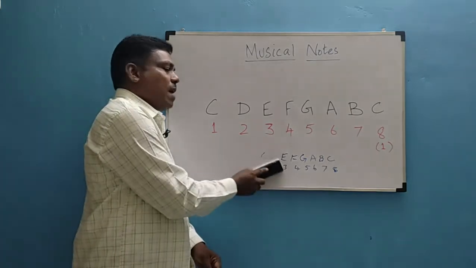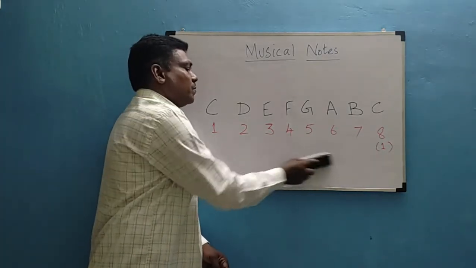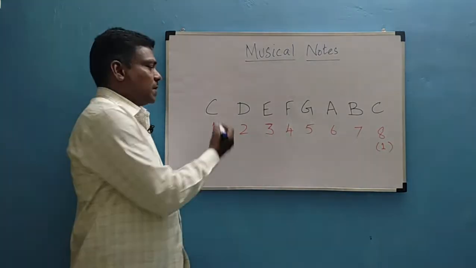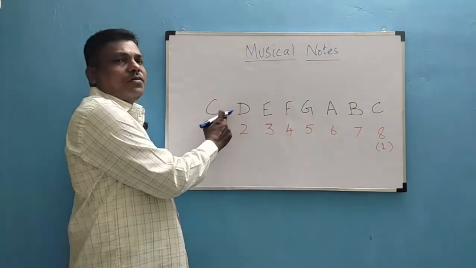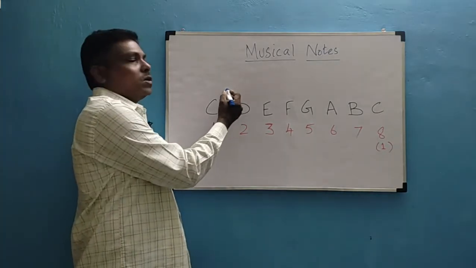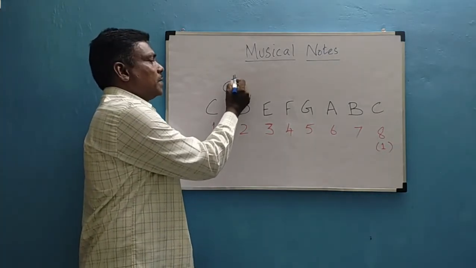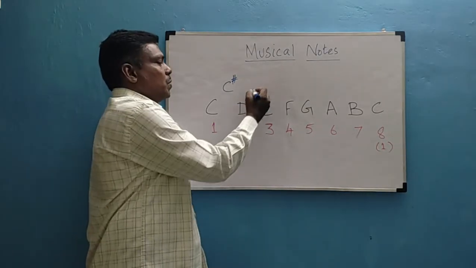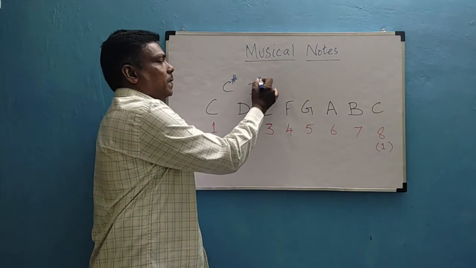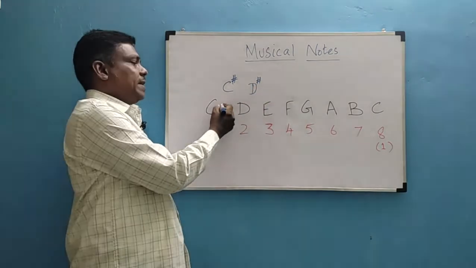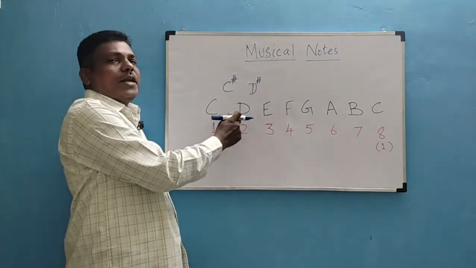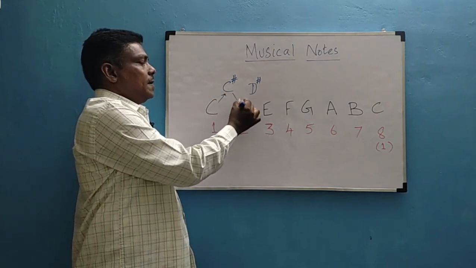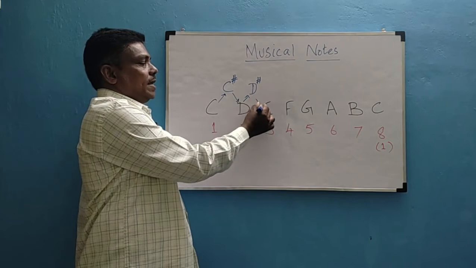And this is not the end. Along with this, we have a few more half notes also. Let's see about those half notes. In between C and D, there is one more note called C sharp. And in between D and E, there is one more note called D sharp. This order goes like that. After C, it is not immediately D, it goes to C sharp and then D, and then from D, D sharp, and then E, like that it goes.